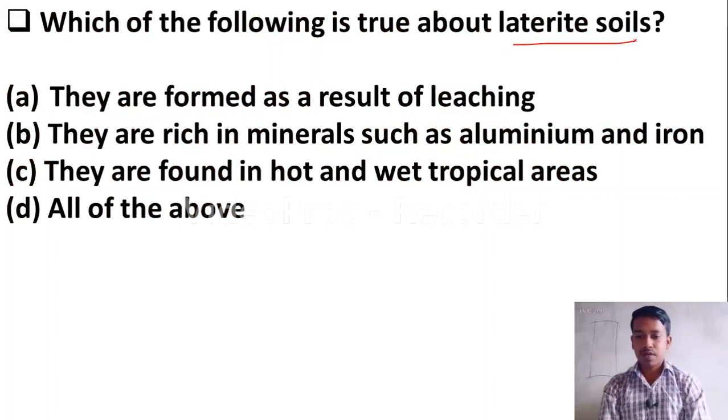They are formed as a result of leaching. Option B, they are rich in minerals such as aluminium and iron. Option C, they are found in hot and wet tropical areas. Option D, all of the above. Here the right answer is option D, all of the above. All the above sentences are correct about laterite soil.